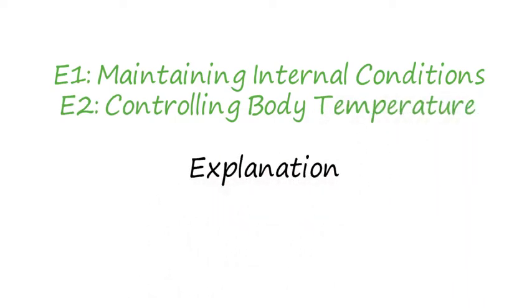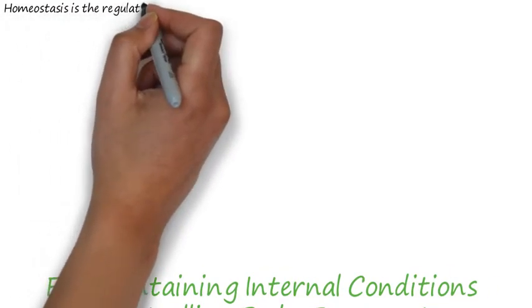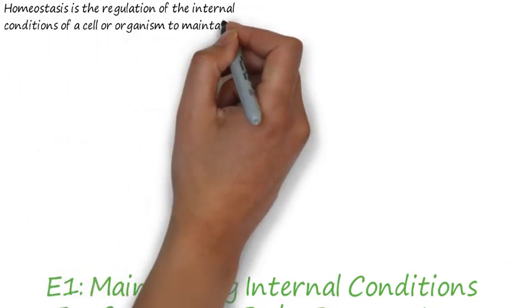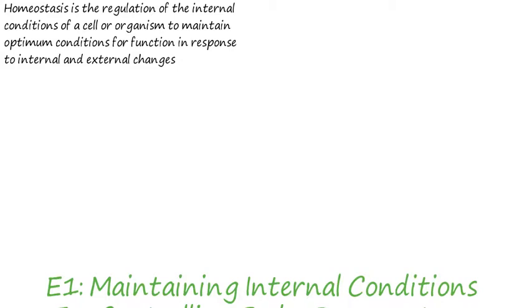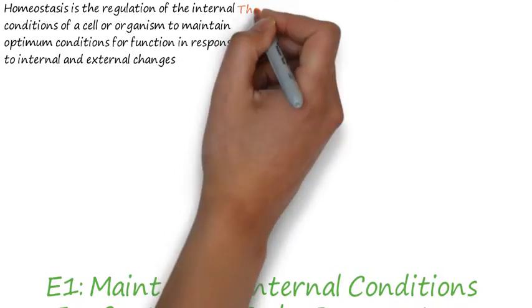Homeostasis is the regulation of the internal conditions of a cell or an organism to maintain optimum conditions for function in response to internal and external changes. Let's try and break this down so that we can understand it a bit better.